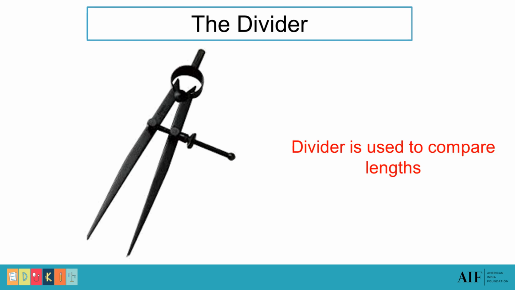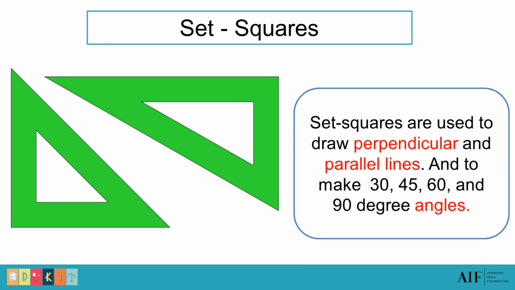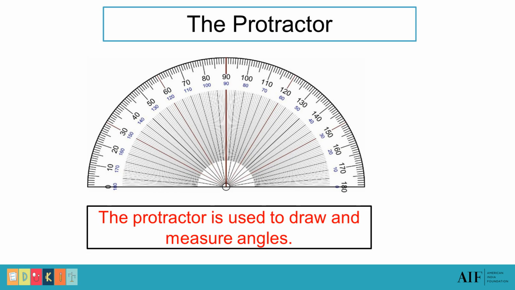The divider is used to compare the lengths of line segments or lines. Set squares are used to draw perpendicular and parallel lines and to make 30, 45, 60 and 90 degrees angles. The protractor is used to draw and measure angles.